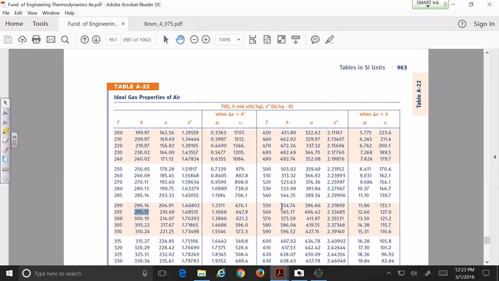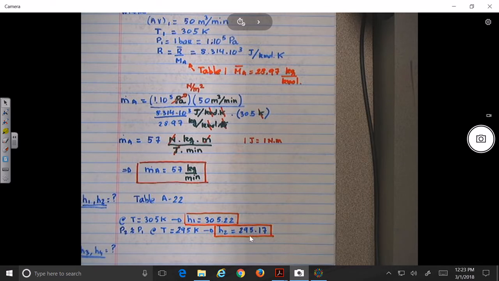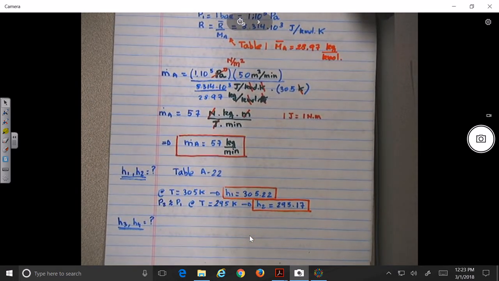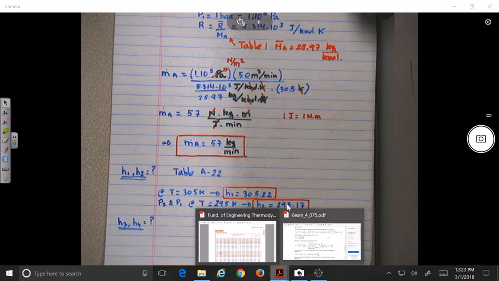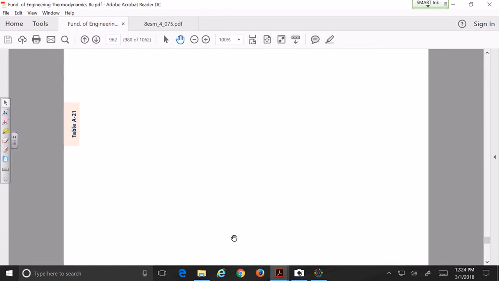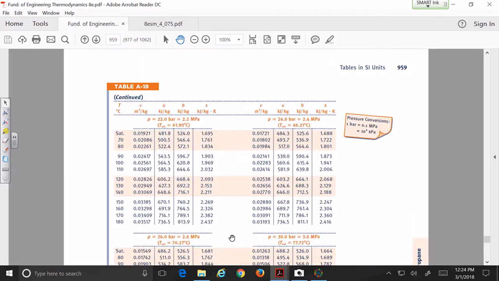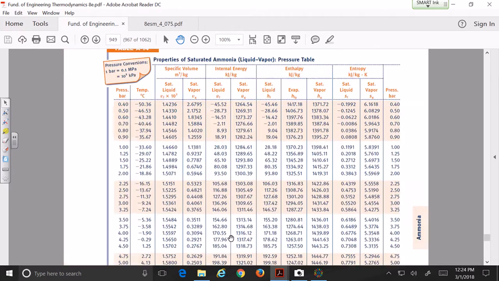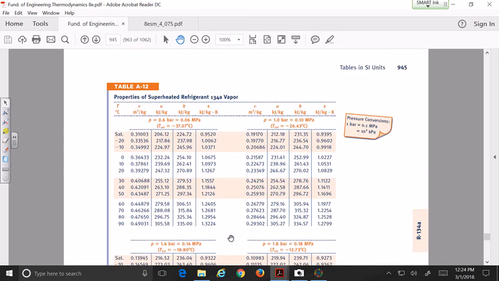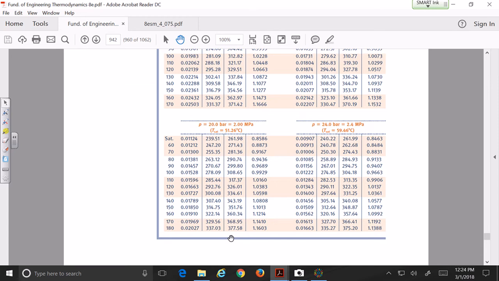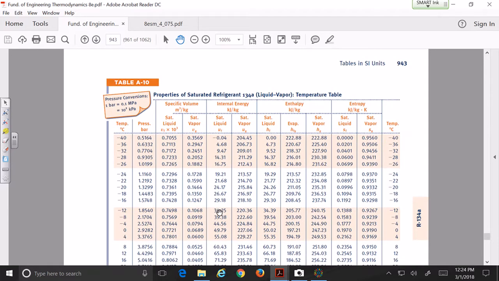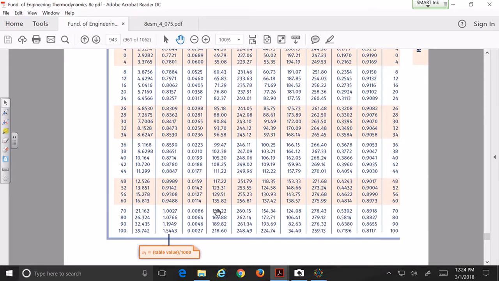Now for H3 and H4, what is the substance? Refrigerant, no? So what is the table? I think it was table A11, if I remember from the solution. Is it A11? A11. A10 is this, so I guess A11 must be saturated.